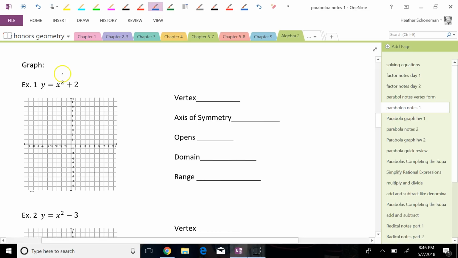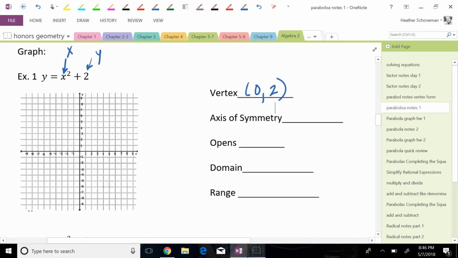As we're looking at it, whatever is added or subtracted is going to control the x of our vertex, and this number out here is going to control the y. Well, there's nothing added or subtracted to the x, so our x is 0, and our y is going to be 2. So we're going to start by graphing that vertex. We're going to graph the point (0, 2). And if you remember, our last vertex started at the origin. This one is now shifted up 2 points.